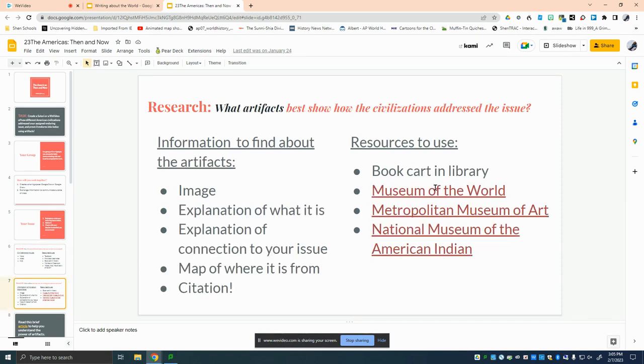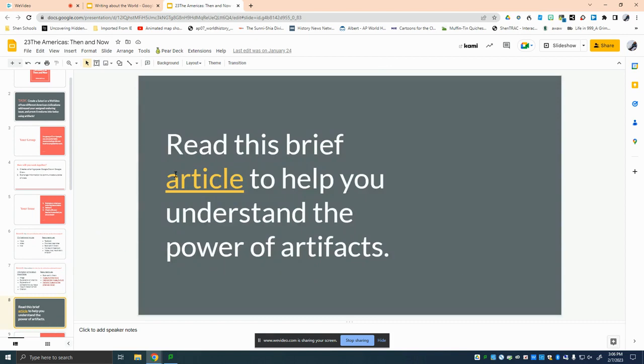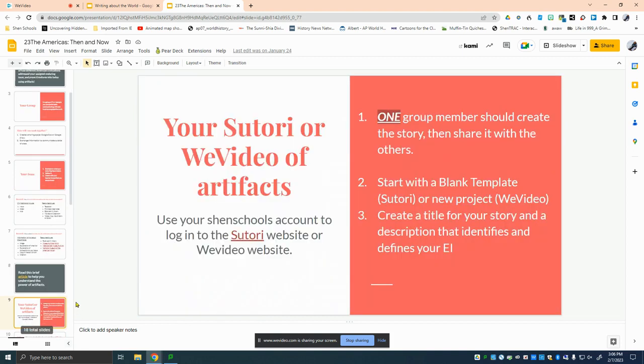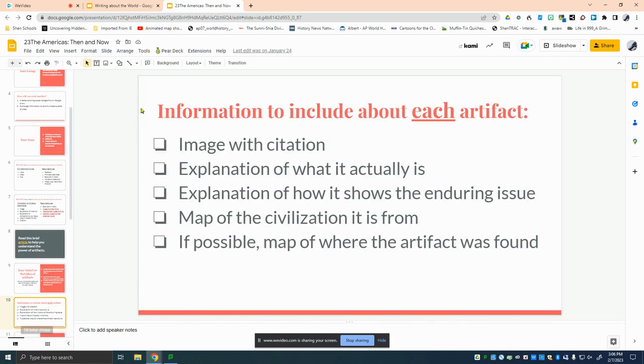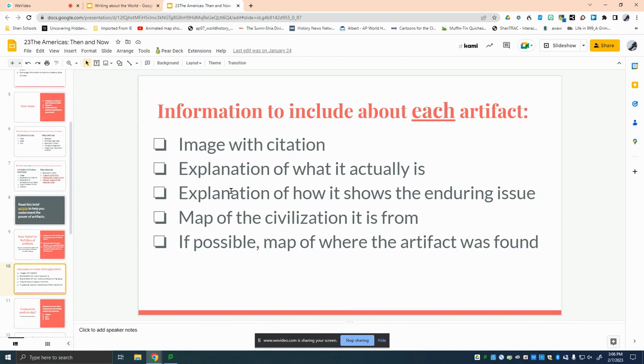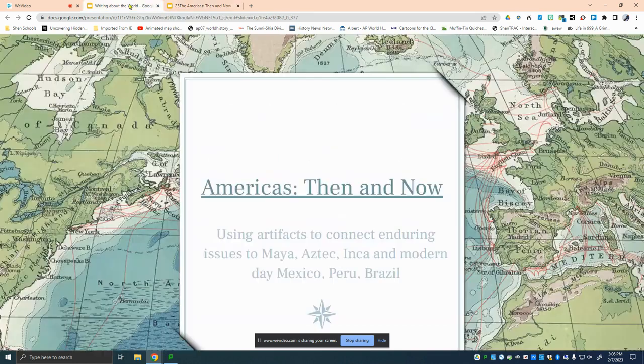We allow them to use nonfiction sources from the library, the Museum of the World, which is a website provided by the British Museum, the Metropolitan Museum of Art, as well as the National Museum, which is the Smithsonian Museum of the American Indian. These allow them to see a variety of artifacts that they can use. We also make them read an article about the importance of artifacts in how historians can utilize them to contextualize history. So they then find information about each of their artifacts and connect it to an enduring issue, and then connect it to the modern world.